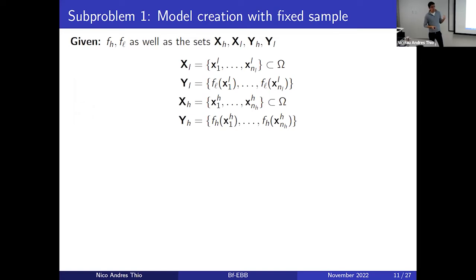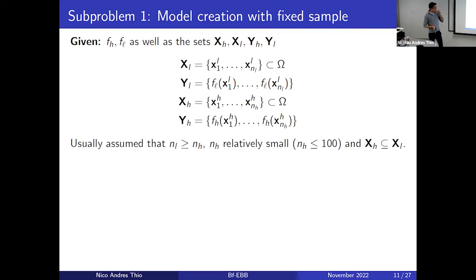So I've got a bunch of places where I know my objective function value. And normally what happens here is I assume that I've got more low fidelity samples than high fidelity samples. The number of my high fidelity samples is relatively small. Again, for sampling, this is expensive, you assume. So normally you have less than 100 samples.